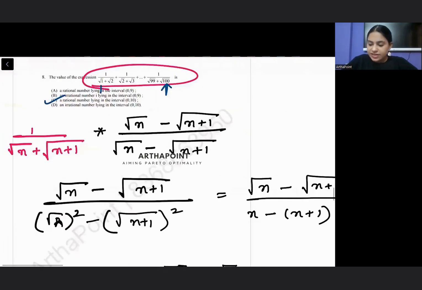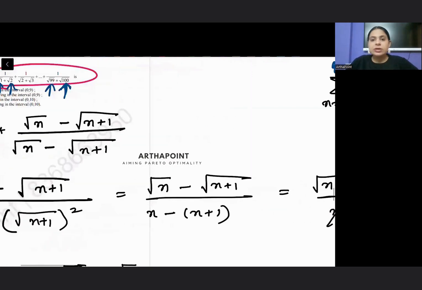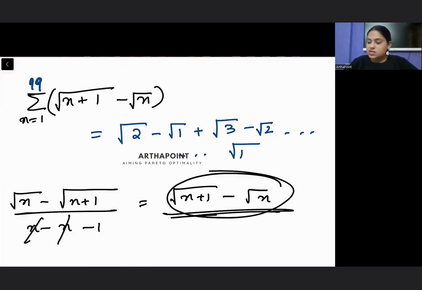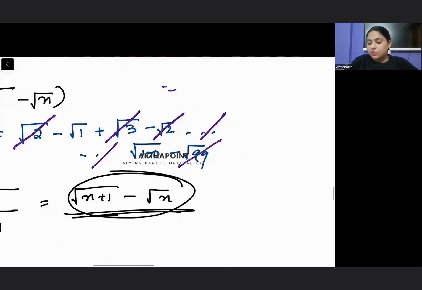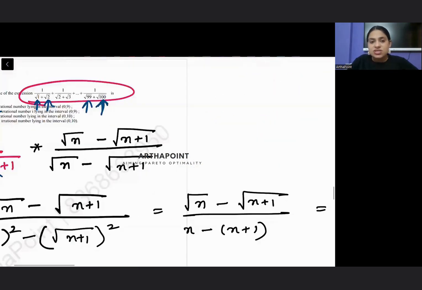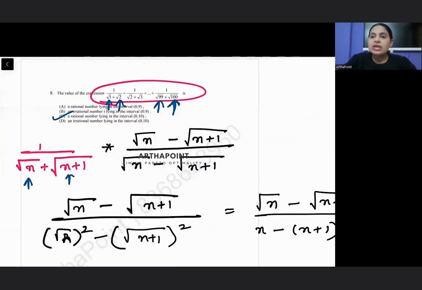Look here, I have taken this as n. So n only goes till 99. N plus 1 goes till 100, right? So my last term will be root of 100 minus root of 99. So what will you notice, beta? You will notice that these terms will start cancelling out. Root 2 with root 2, root 3 with next root 3, root 99 with root 99. And you will be left with root of 100 minus root of 1. That means 10 minus 1. That means 9. So the sum of this entire expression is going to be 9.